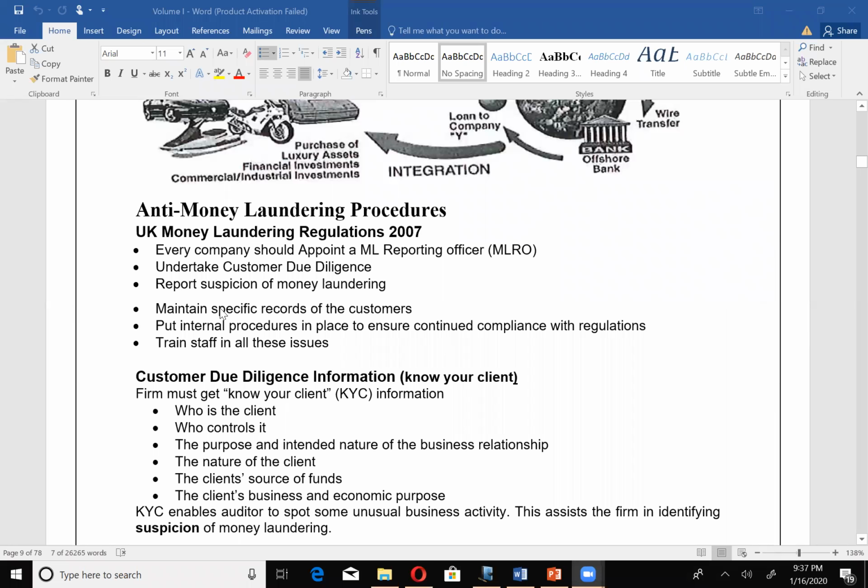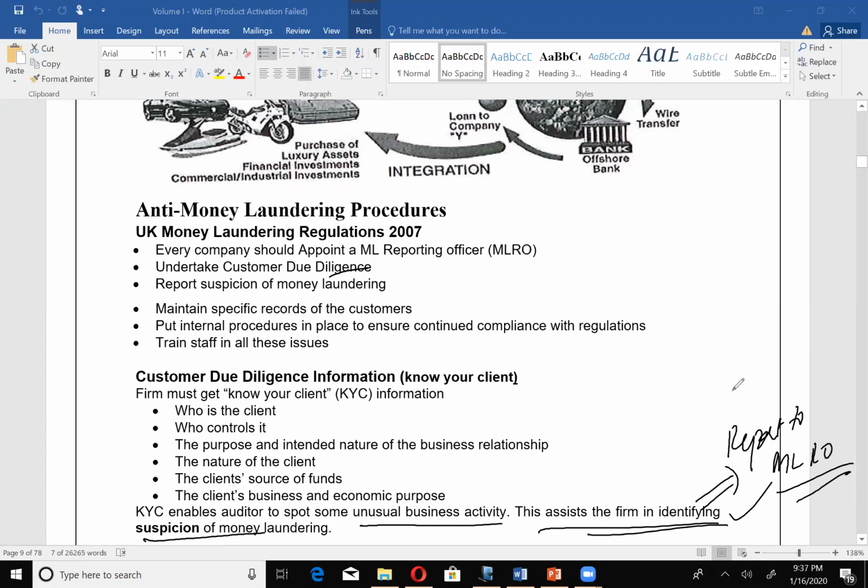So, students, this is important. Why is due diligence important for an auditor? To spot unusual business activity, because it is the auditor's responsibility. If they have any suspicion of money laundering, they must report to the authorities. Usually they report to the MLRO, and sometimes to other authorities, but after seeking legal advice, because the confidentiality principle prohibits them.